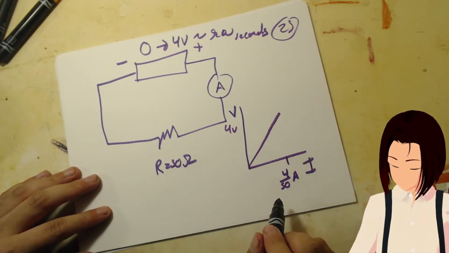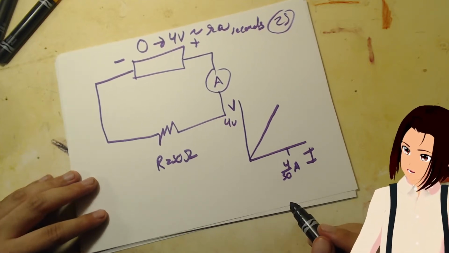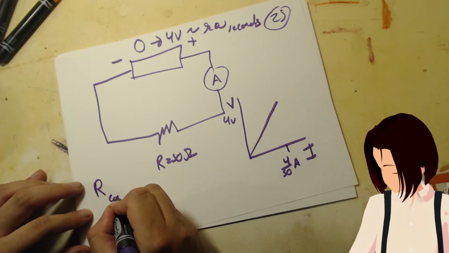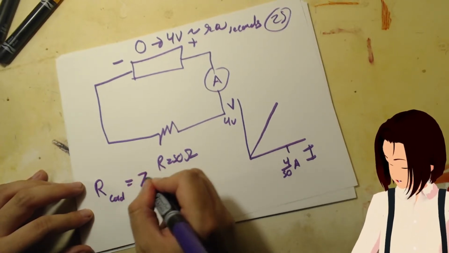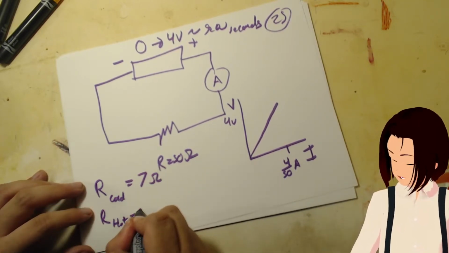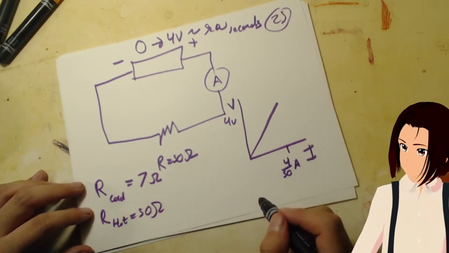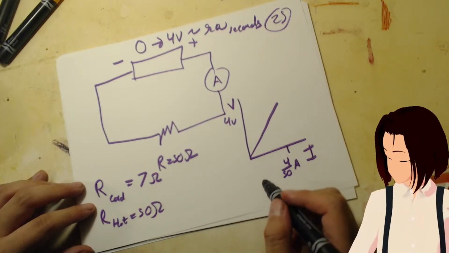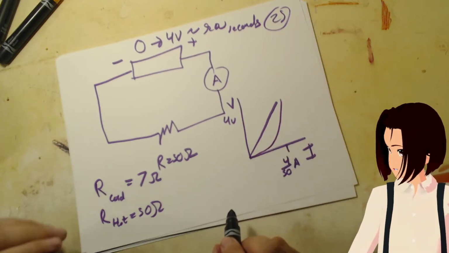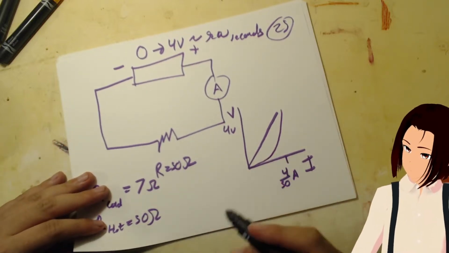Now, what if it wasn't linear? If we have a resistance of R cold, say R cold is equal to 7 ohms, and R hot is equal to 50 ohms. Therefore, what you would have is something that looks like this, in that case, if Ohm's law was non-linear, or not totally linear.